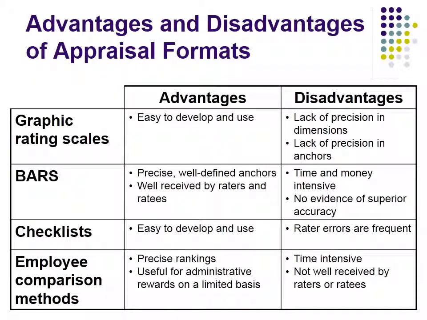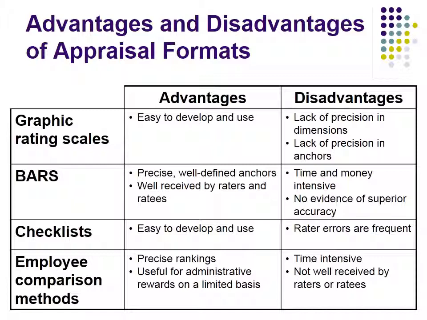So the advantages and disadvantages of these systems, and again, these are methods to try to objectively measure subjective performance. So objective, we can easily agree on it. It's numbers, and if we had multiple raters, they would all agree on the same number. That's the goal of trying to come up with an objective measure. But what we're trying to measure is fairly subjective, performance that isn't clearly linked to easily defined numbers to begin with. We're having to come up with these ratings. And again, the graphic rating scale, very easy to develop and use. The disadvantage, lack of precision and dimensions.